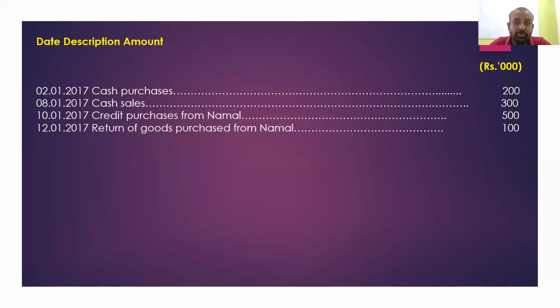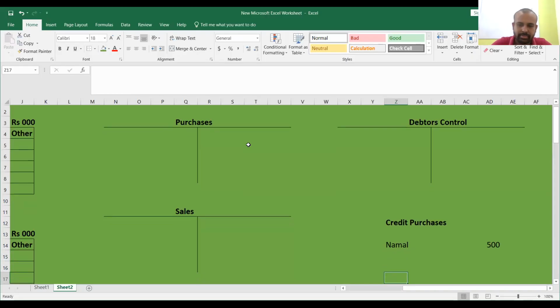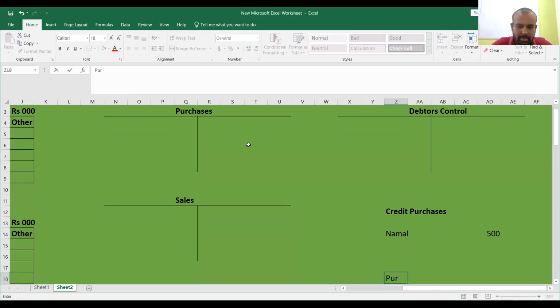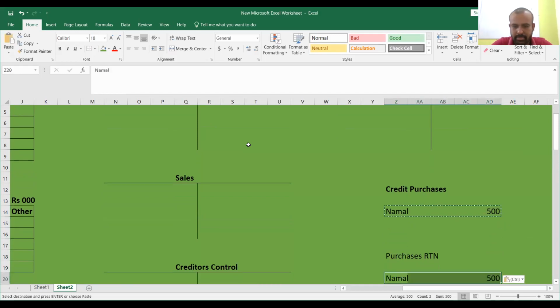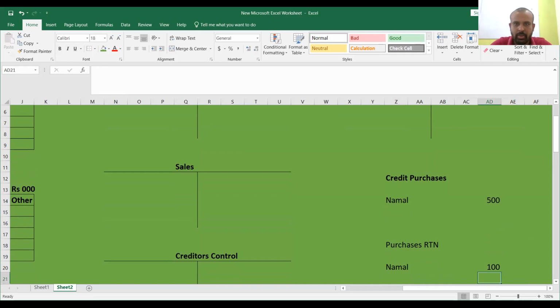Right, return goods to Nayagam 100. Purchases return, right, to Nayagam. It was purchased from Nayagam. Okay, purchases return 100 to Nayagam. Purchases return, Nayagam 100. Okay, clear now? Good.